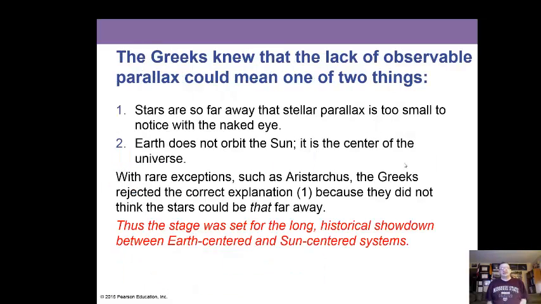So the Greeks, thousands of years ago, knew that the lack of observable parallax could mean one of two things. Either A, stars are so far away that stellar parallax is too small to notice with the naked eye, or B, Earth does not orbit the Sun, it is the center of the universe. And with rare exceptions such as Aristarchus, the Greeks rejected the correct explanation because they did not think the stars could be that far away.